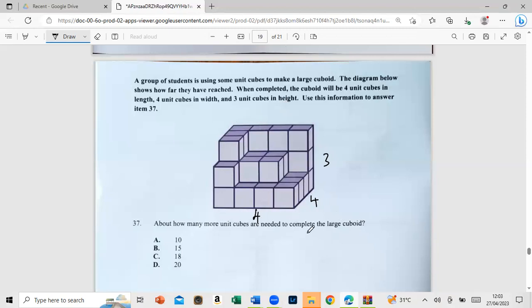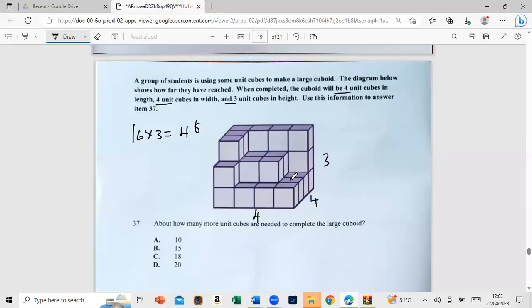I hate those questions, you know. Alright, so let us see how many we need in all. So it's 4 by 4 by 3. So that's a total of 4 times 4, 16. 16 times 3. So let's basically find the volume, which is 48.